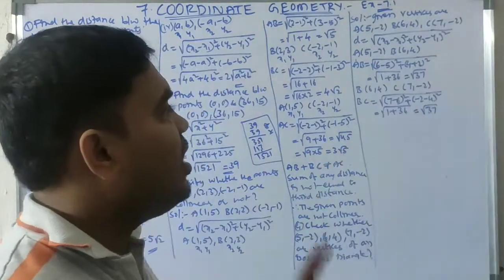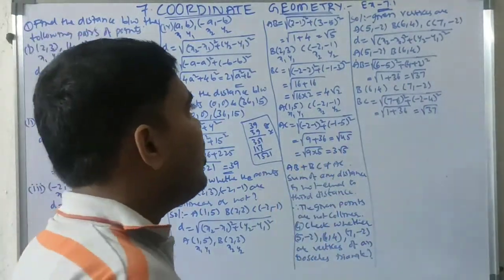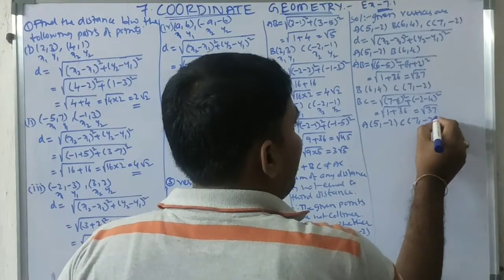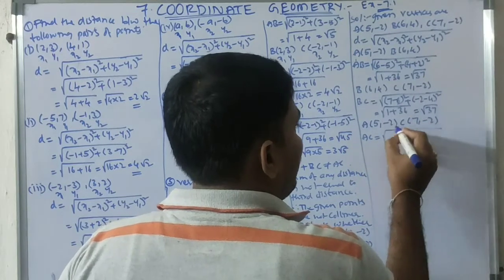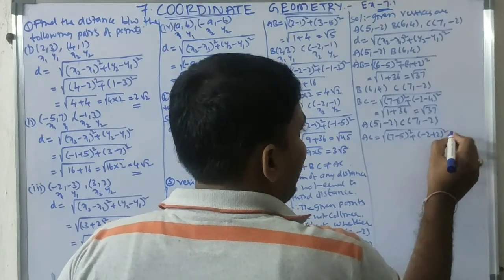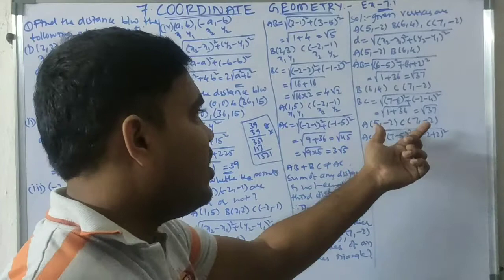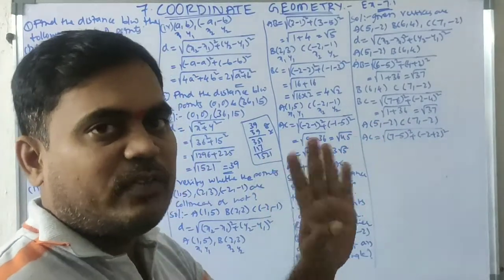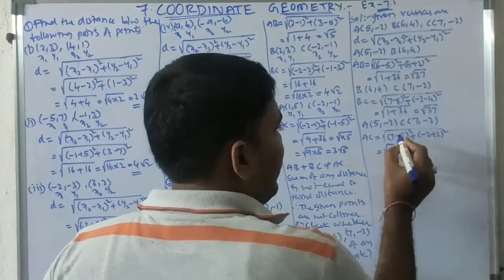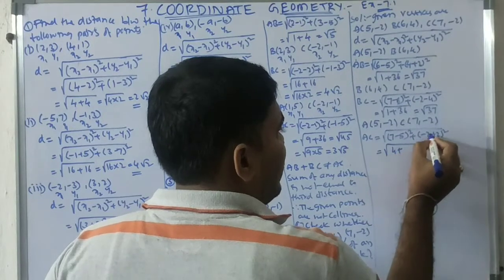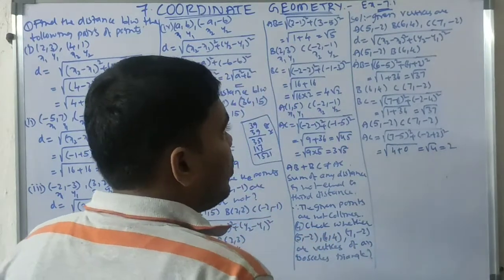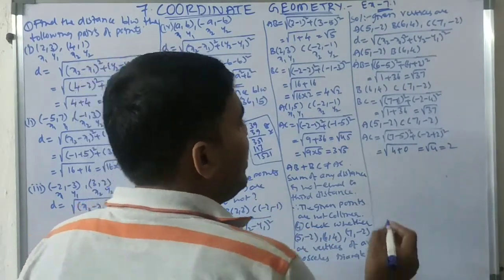So already these two are equal, so it is an isosceles triangle. But I want to check the third one also. A (5, -2), C (7, -2). AC equal to under root of (7 minus 5) whole square plus (-2 plus 2) whole square. Actually the y coordinates are equal, so the difference between the x coordinates is the answer. 7 minus 5 is 2. So 2 is the required solution. Root of 2 square 4 plus 0 square 0, root 4, which is equal to 2.